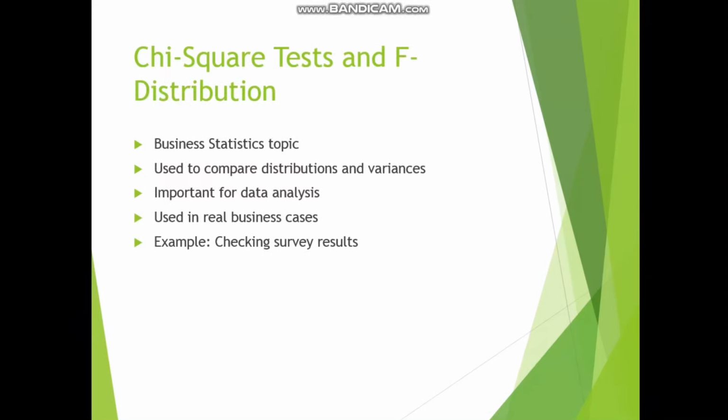Hello everyone. Today I want to talk about the chi-square test and the F distribution. These topics are used in business statistics to analyze data. They help us understand whether data follows an expected pattern or not in real life. Companies use these tests to make decisions based on data, not guesses.